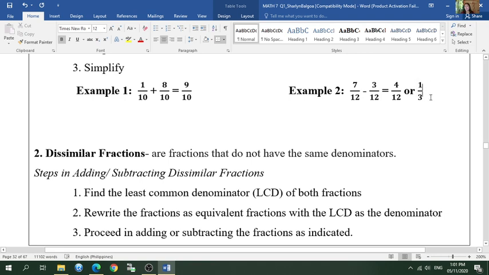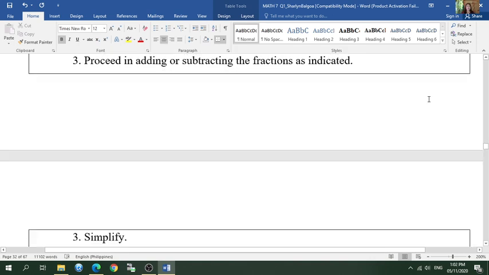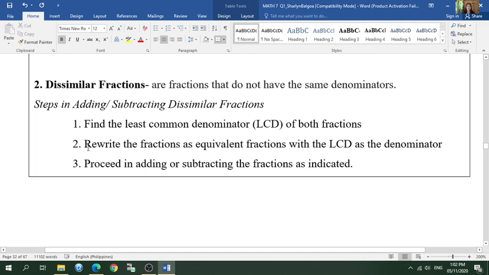O pwede mo namang gawing halimbawa yung 1/3. Multiply it by 5 over 5. 1 times 5 is 5. 3 times 5 is 15. So, 5 over 15 is also the same as 1/3, 4 over 12. Rename. Okay, so you are going to find other fraction, but it is the same or equivalent. Okay, so after renaming the given fraction, proceed to addition and subtraction of fractions.